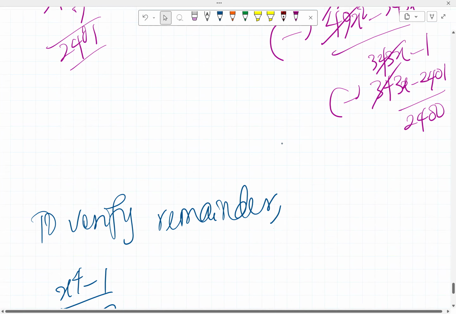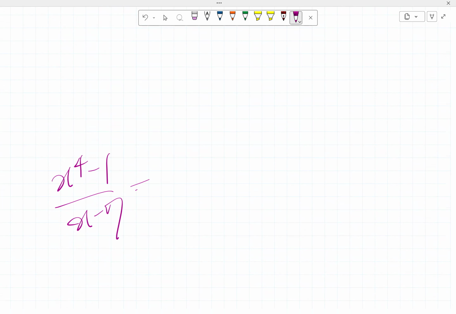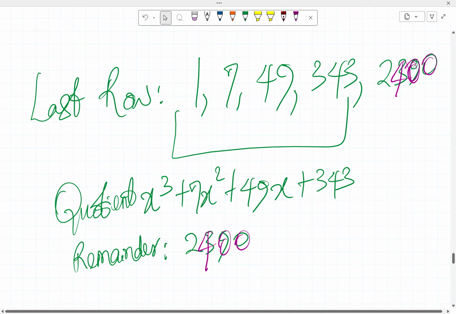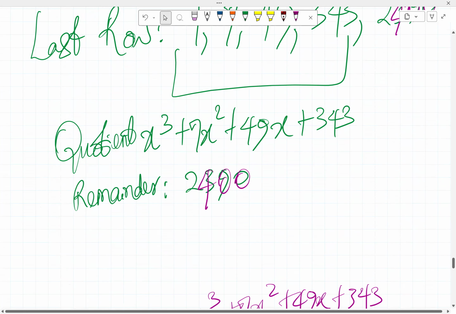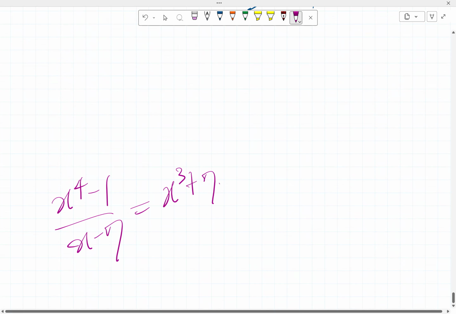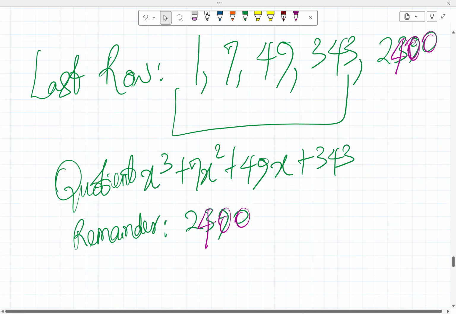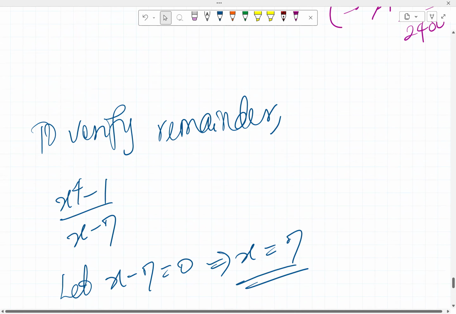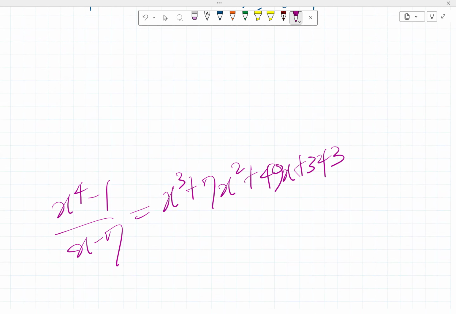All right, so we are good to say that x raised to power 4 minus 1, all over x minus 7, is equal to the quotient, x cubed plus 7x squared plus 49x plus 343, plus the remainder, that's 2400 divided by x minus 7.